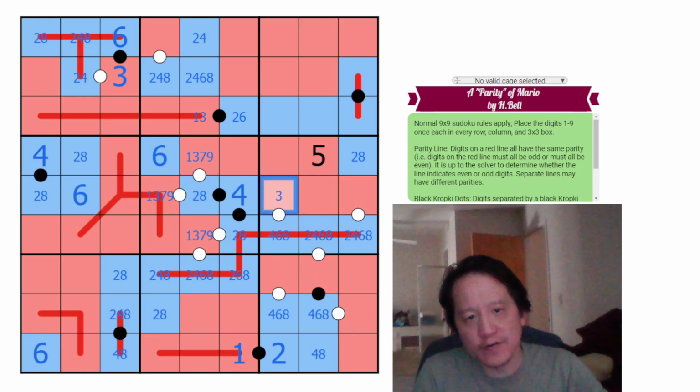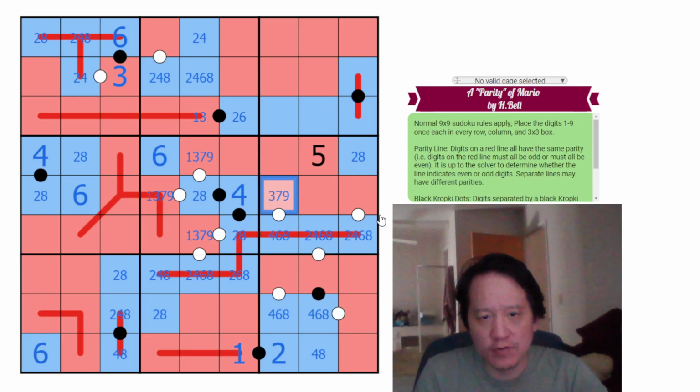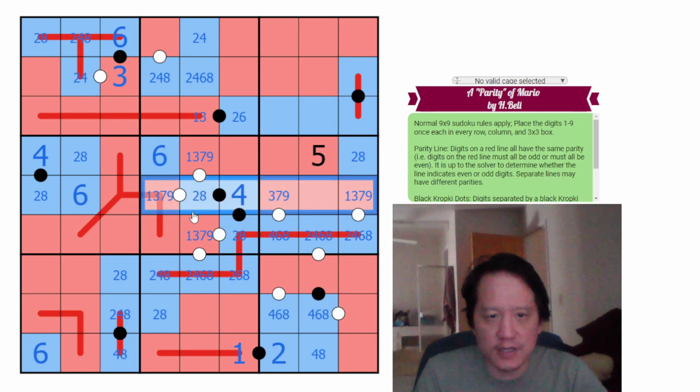So this is 3, 5, 7, 9. Can't be 5. This is 3, 5, 7, 9. Can't be 5. Or it could be 1, I guess, too. So this can't be 5. This can't be 5. Therefore, this has to be the 5.